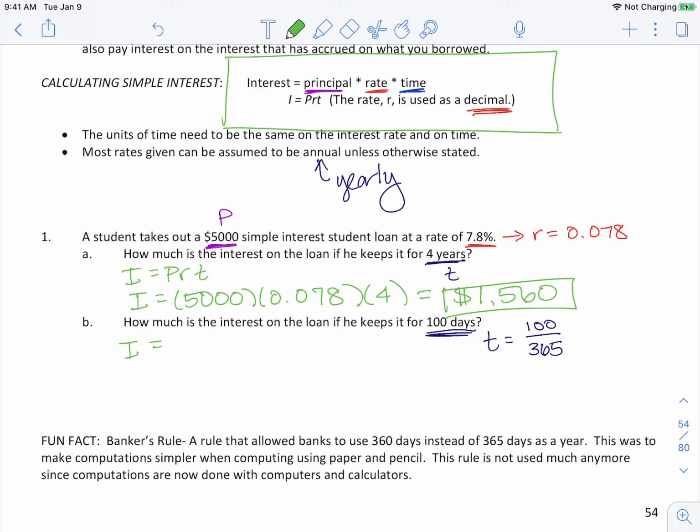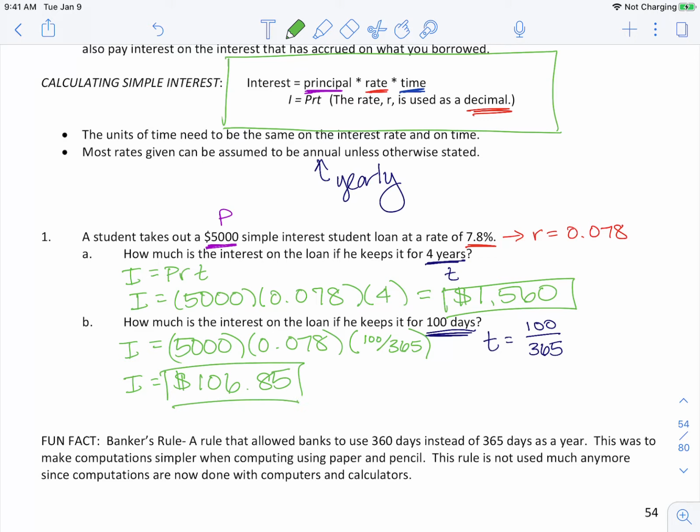I equals, we're going to have 5,000 times 0.078 times 100 over 365. And so this gives us interest of $106.85.